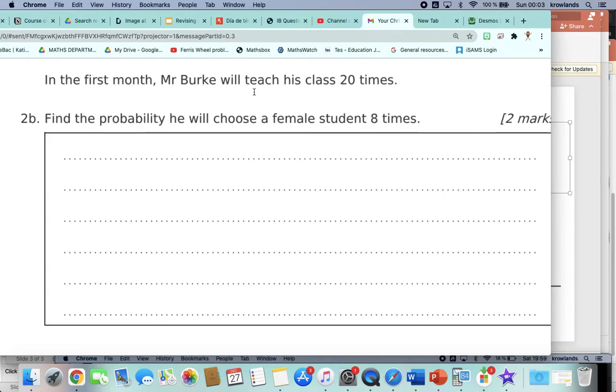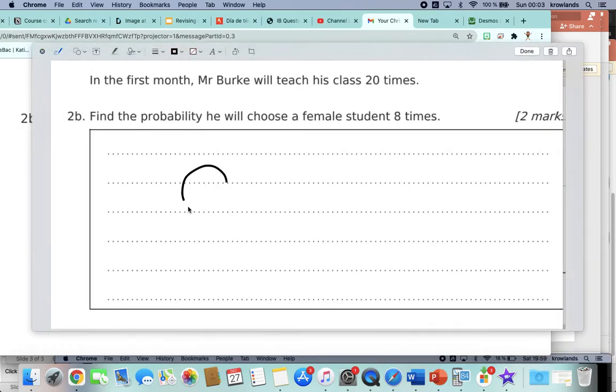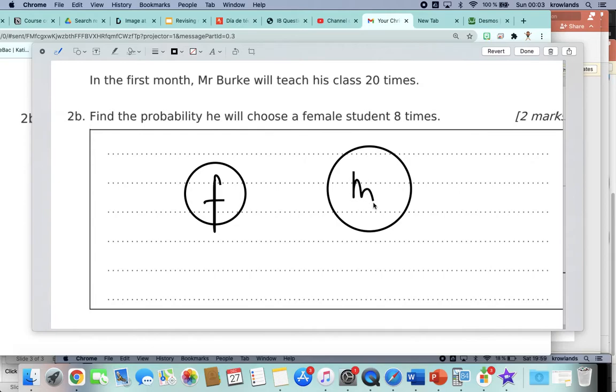times. So it's to do with teaching some class 20 times and finding out the result 8 times. Now, because we're picking out of 2 options, we're not dealing with gender neutral, we're dealing with female and male. So we're going to talk about this being a success and a failure, or another way of thinking about this could be a success and not a success.